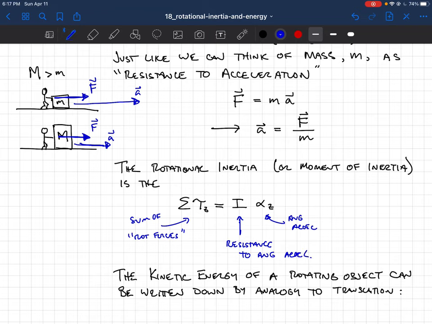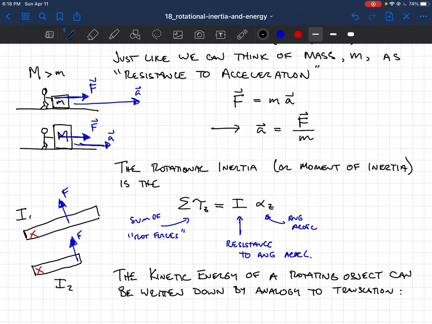So it'll turn out that if you have an object which has a larger moment of inertia, and we could represent two objects with different moments of inertia as two rods of different lengths, then it'll turn out that the first one, when you apply the same torque, so if you remember from what I said above, a torque is a force applied at a distance from the axis. Well, if I apply them at the same distance from the axis, these would be the same torques. But the rotational inertia of the first one is larger than that of the second one.